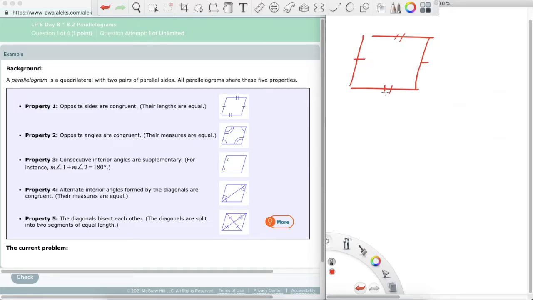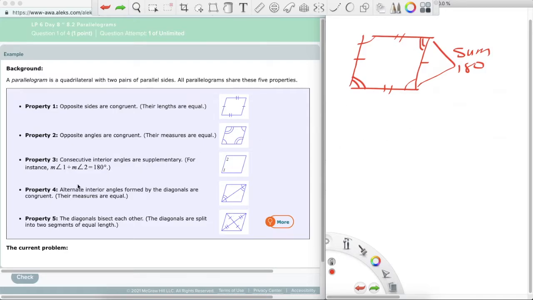Opposite angles are also congruent. So I have to go diagonally to do opposite angles like this. Consecutive angles, so these guys, the sum is 180, or they are supplementary, meaning they add up to 180. And I can do that on either side, or I could go on the bottom as well. So as long as I'm going one right after the other, that's what we call consecutive interior angles. They will add up to 180 degrees.